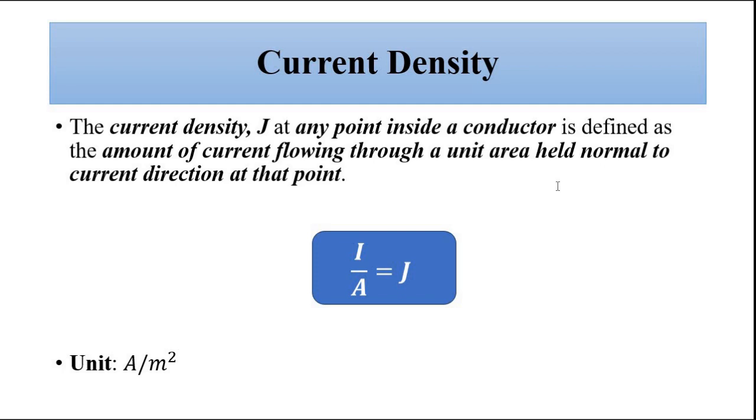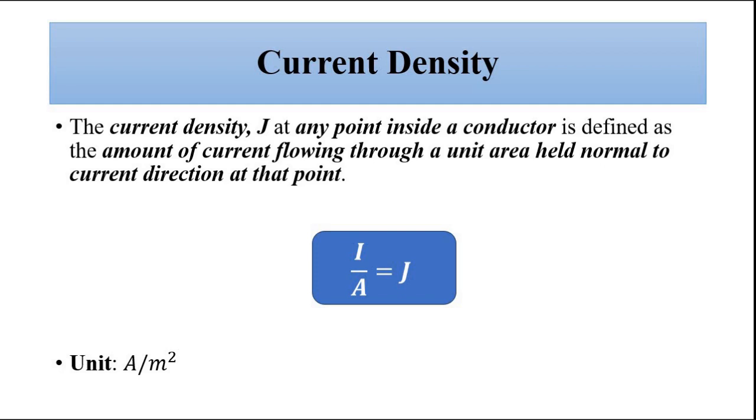So current density, simply, at any point inside a conductor carrying current, is expressed as current per unit cross-sectional area. We consider an imaginary area which is held perpendicular to the direction of flow of current at that point, and the ratio of the current flowing to the cross-sectional area gives us the current density. The unit of current density is ampere per meter square.